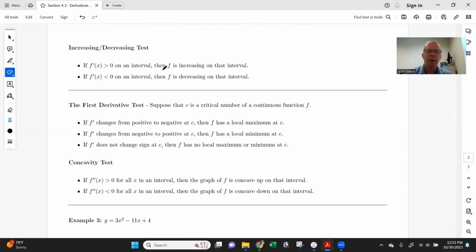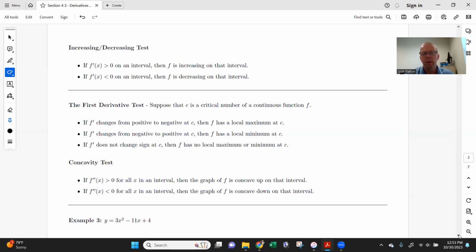So if the derivative is positive, f is increasing; negative, f is decreasing. And then we have the first derivative test. We're actually going to use the concavity test on this one. Second derivative is positive, means the graph of f is concave up. And then if it's negative, the graph of f is concave down. So we're going to use that.